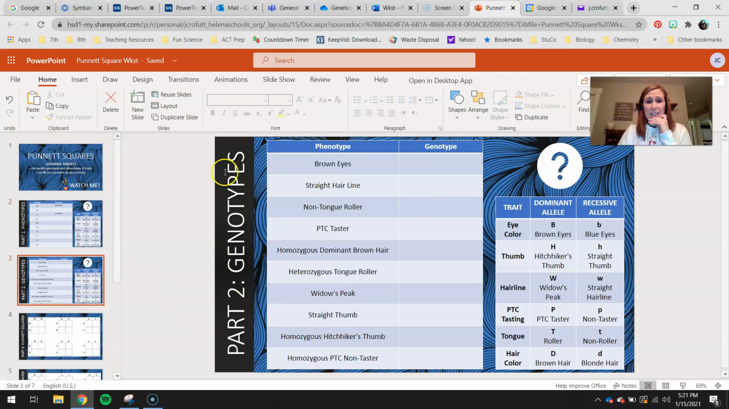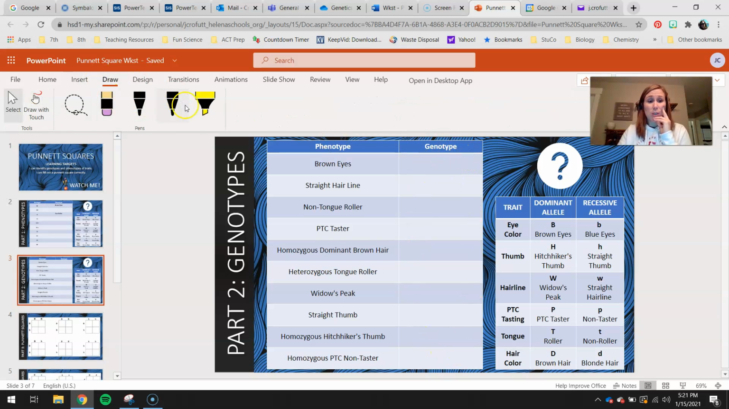Part 2 is genotypes, where I give you the phenotype. So I give you what physical appearance they have, and you have to tell me what the genotype is. For this one, it's probably easier for you guys just to use the draw tool, okay? So you can grab your handy dandy pen over there, and then it's easy for you guys just to write the genotype right in there.